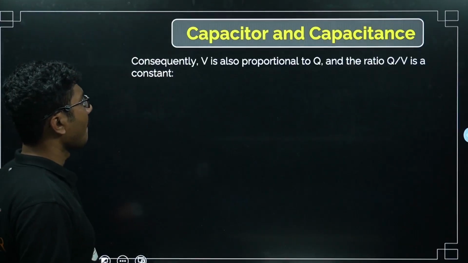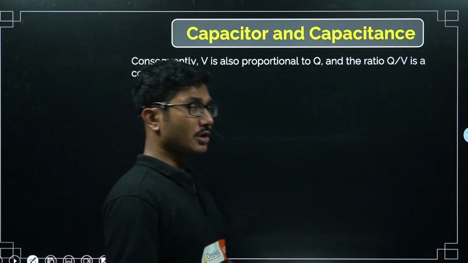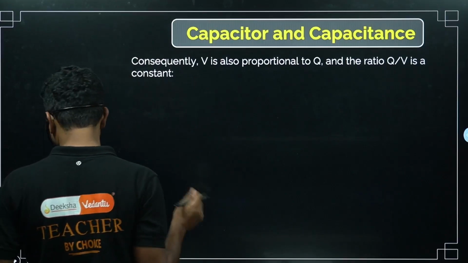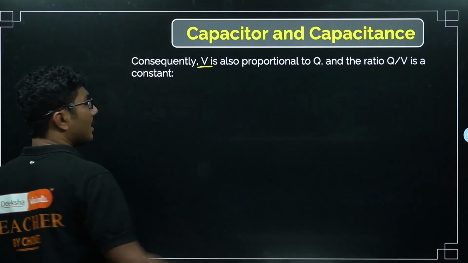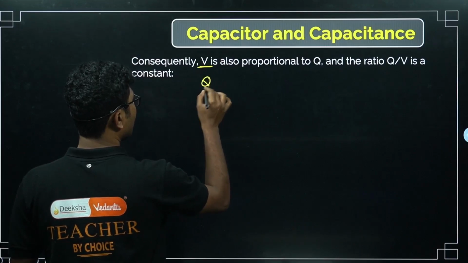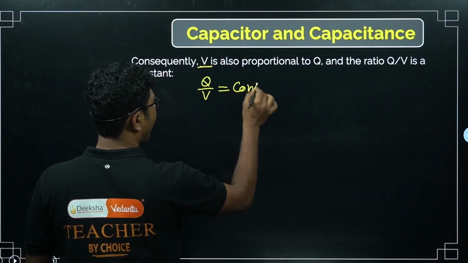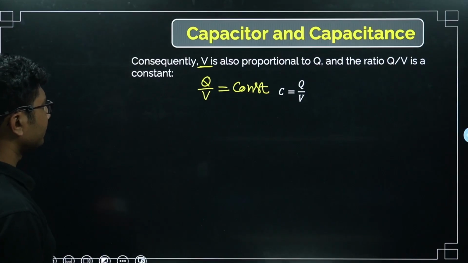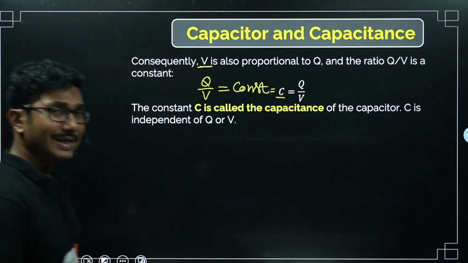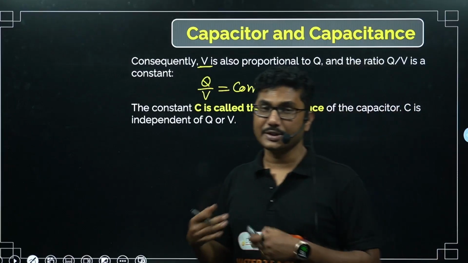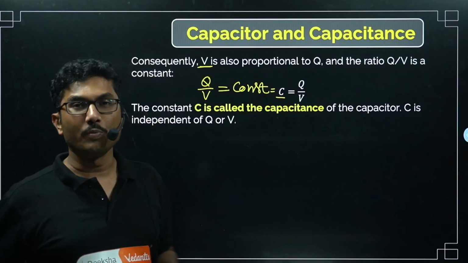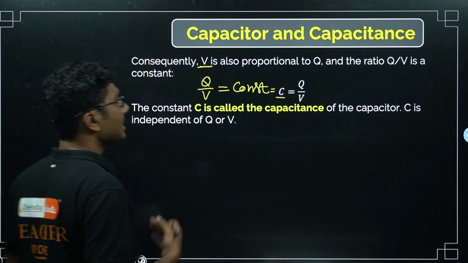Consequently, V is also proportional to Q, and the ratio Q by V is a constant. So the potential difference between the plates also depends on Q, but the ratio of Q by V is constant. This constant value is called the capacitance, the capability of the capacitor to store charges. How much maximum charge, the magnitude of the charge on one of the plates, it can keep.